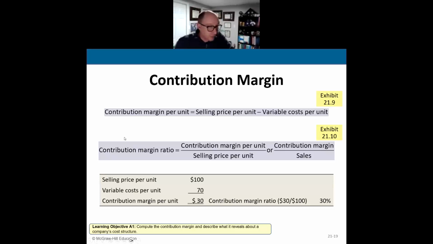The reason why contribution margin is so important is, of course, we want to figure out how much profit we expect to generate from each dollar of sales. That's the overall importance behind it. Every business needs to know their contribution margin.